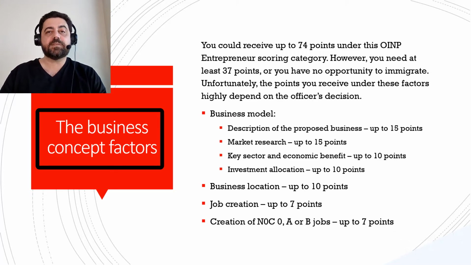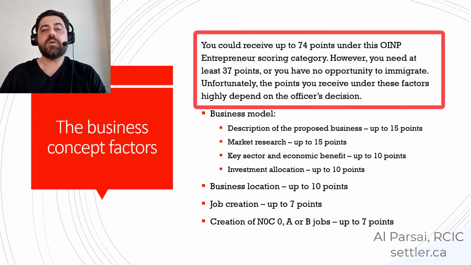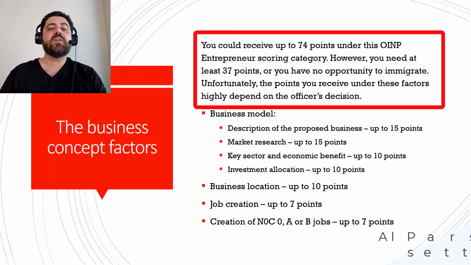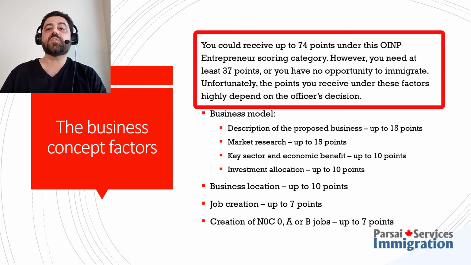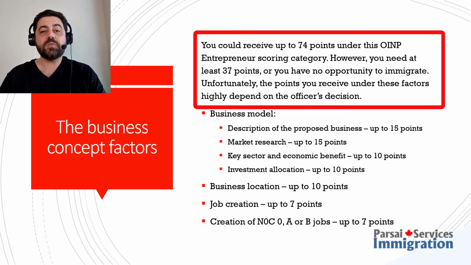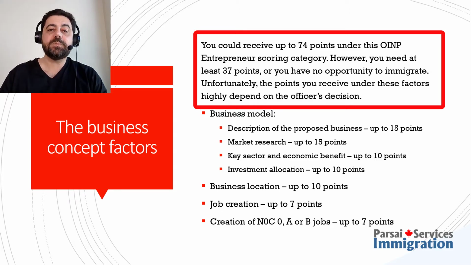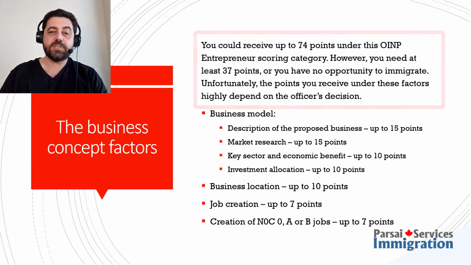The business concept factors. You could receive up to 74 points under this OINP Entrepreneur scoring category. However, you need at least 37 points or you have no opportunity to immigrate under this program. Unfortunately, the points you receive under these factors highly depend on the officer's decision.